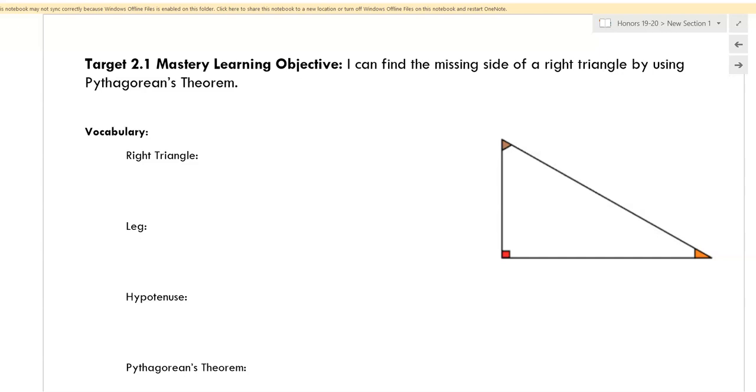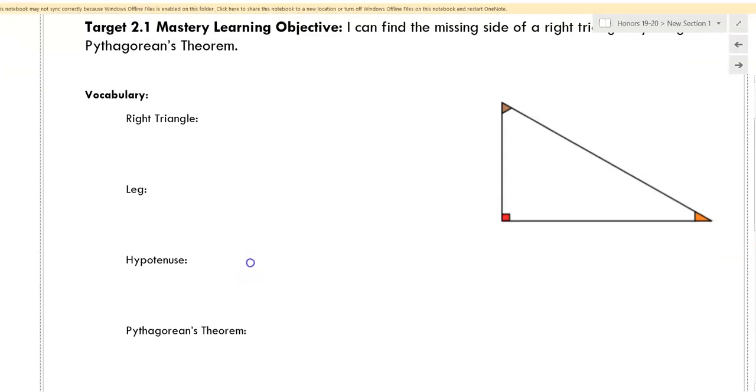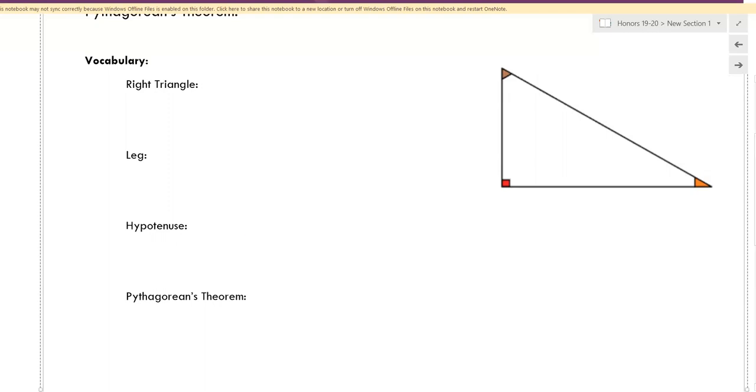Target 2.1, master learning objective: I can find the missing side of a right triangle by using Pythagorean's theorem. Okay? So this unit is all about right triangles. Let's first make sure we know what a right triangle is.